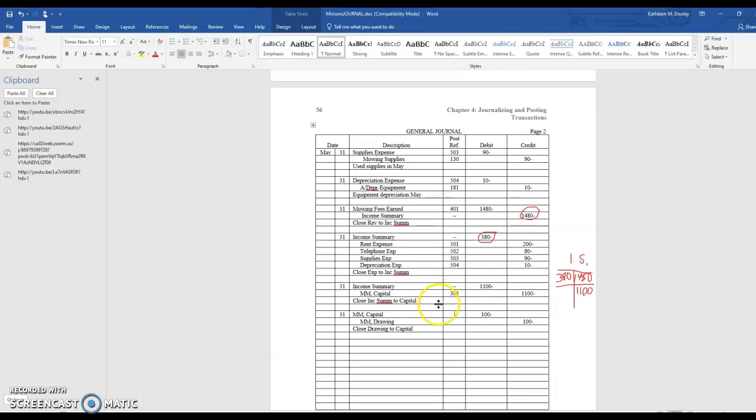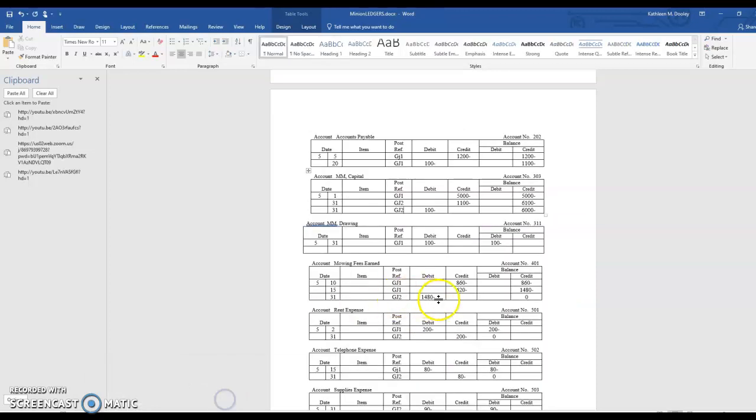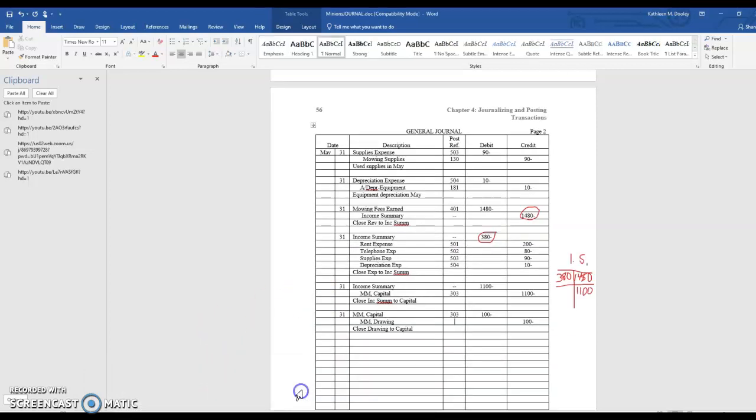And go to our journal. That's 303. And we have the drawing account needs to be credited for 100. Drawing. Previous balance was debit of 100. Now we have a credit of 100. 100 minus 100 is 0. And that's account 311.